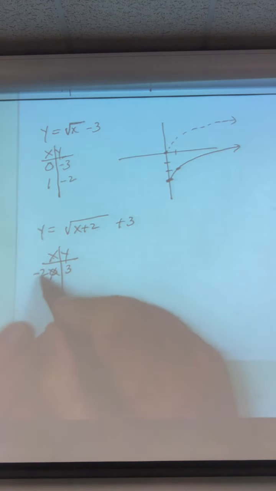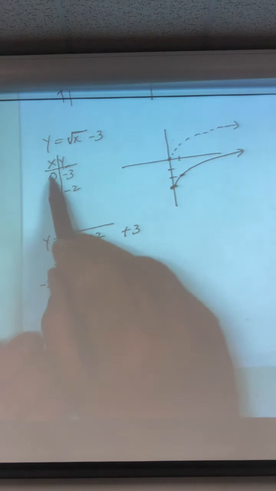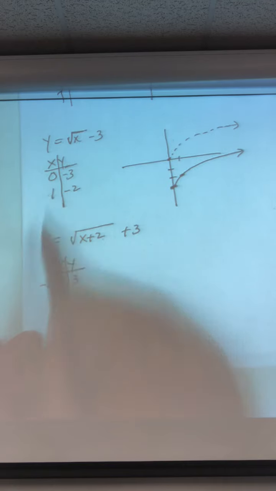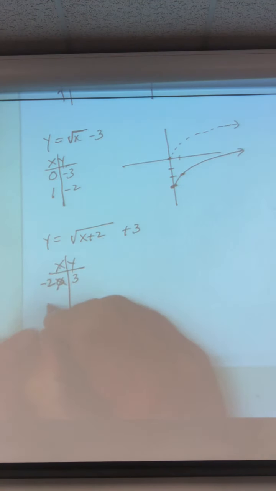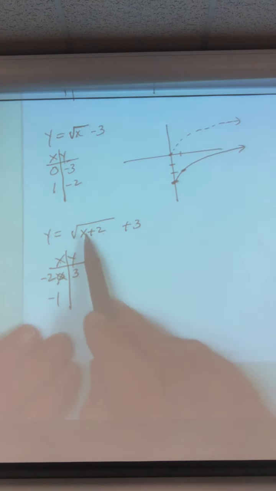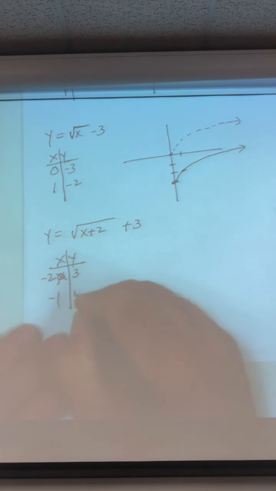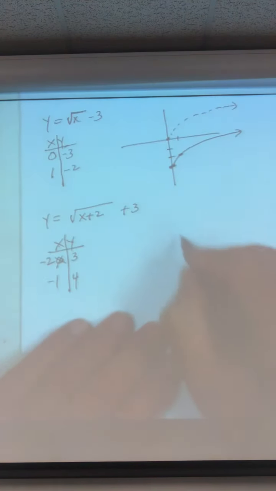So let's go one more to the right. See, I go 1 to whatever this number is, go 1 to the right of that. So this is negative 2, so go to negative 1. All right, let's plug it in. Negative 1 plus 2 is 1. Square root of 1 is 1. And 1 plus 3 is 4. Now, let's draw that graph.